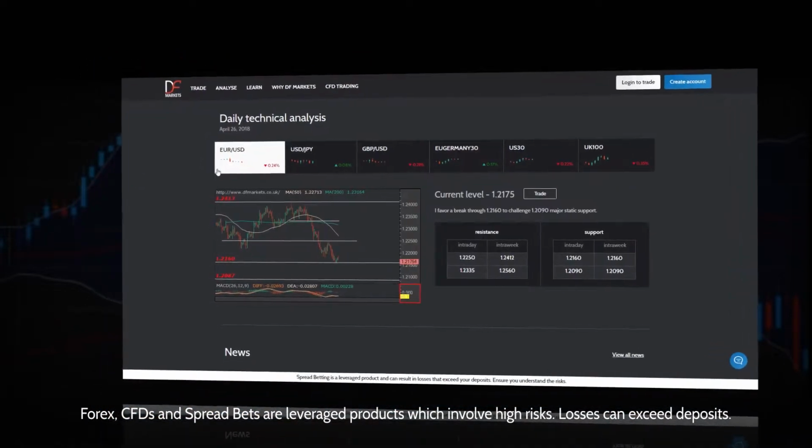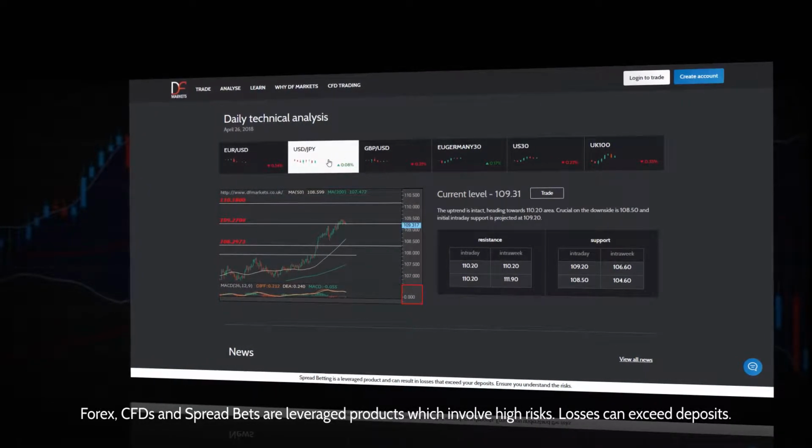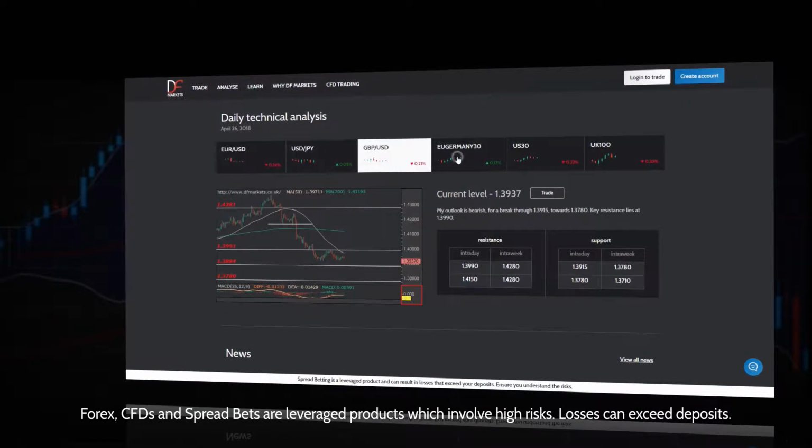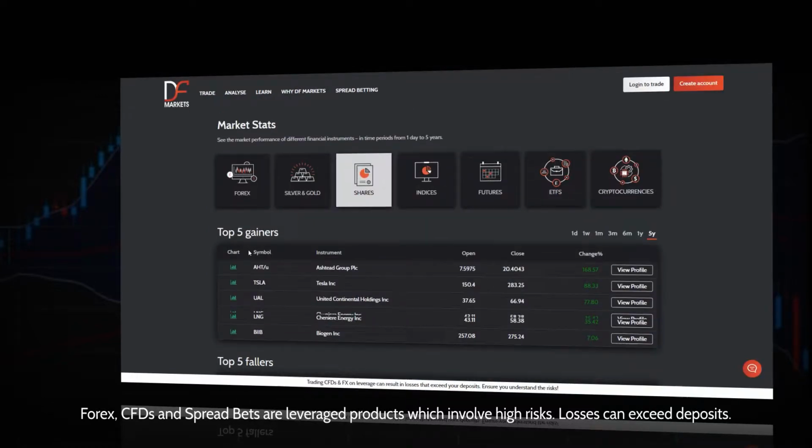The technical analysis page provides day-to-day market analysis which is used to identify key technical levels for major currency pairs and stock indices. Make sure to subscribe and receive daily updates directly in your inbox.